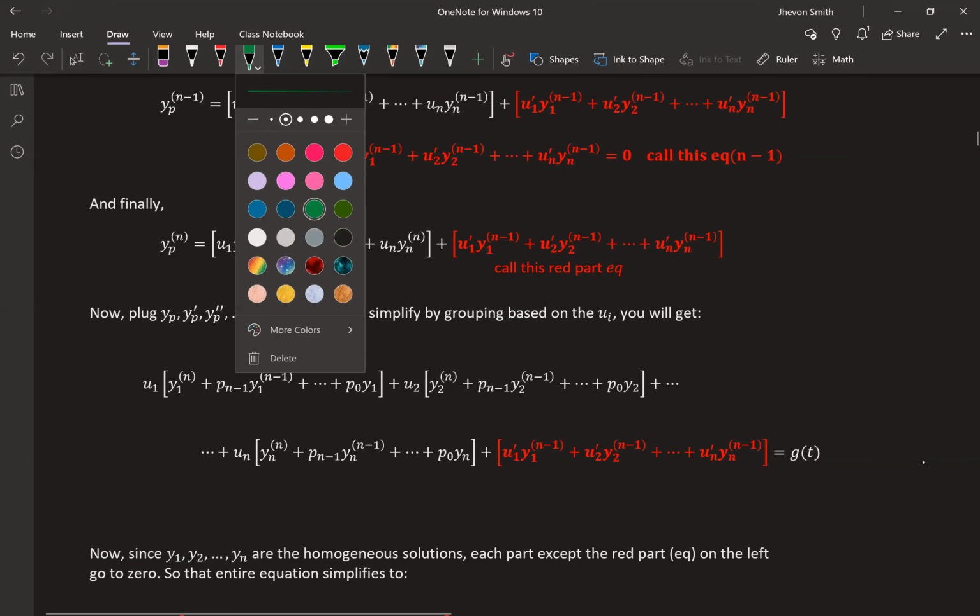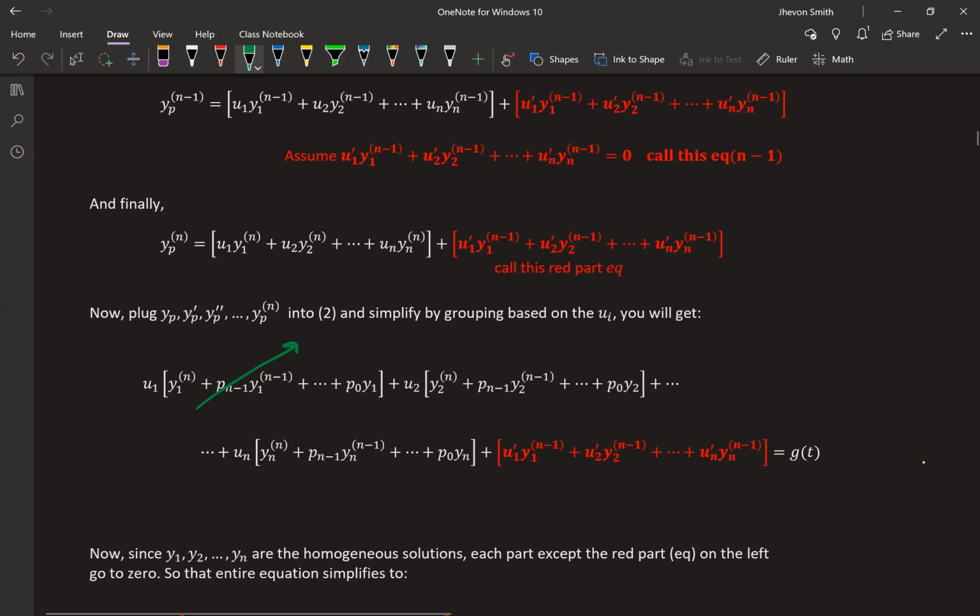So this part is going to go off to 0. That part is going to go off to 0. This part is going to go off to 0. All parts in the middle are going to go off to 0 because y1 is a homogeneous solution, y2 is a homogeneous solution, all the way up to yn is a homogeneous solution. So those will all give us 0. So at the end of the day, I'm only left with this portion of the equation to worry about.